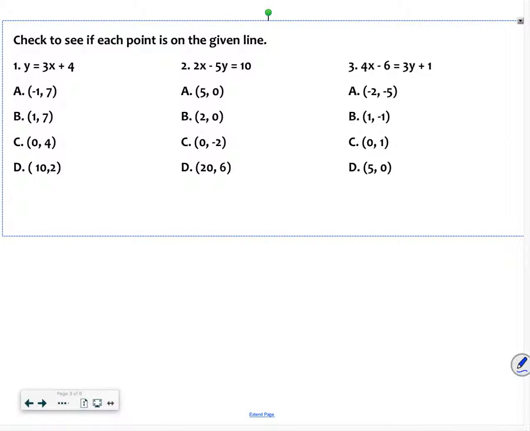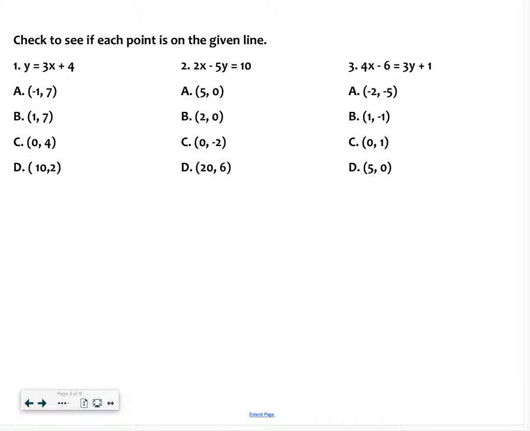All right, so let's talk about lines in general. Usually in algebra, we start out with check to see if each point is on a given line. We start checking kind of T-tables. So what we're saying is, if I plug in an x value of -1, do I get a y value of 7? Unfortunately, sometimes these have more than one answer, and these actually do have more than one answer. So we have to go through all the choices.